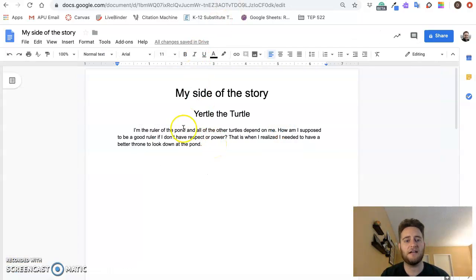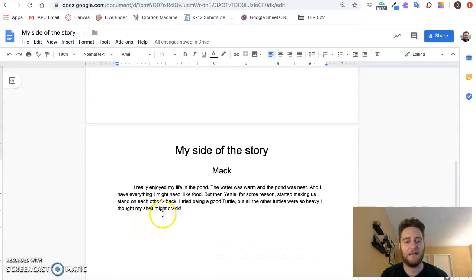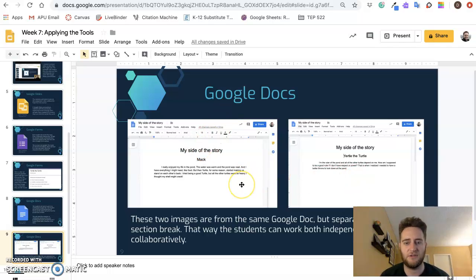So the idea here is that they're working collaboratively, but also independently. So here is the Yertle section. I did a section break right here for Mac. So they're going to be able to write their story independently, but on the same document as their partner. I did put 2 screenshots of what that would look like right here.